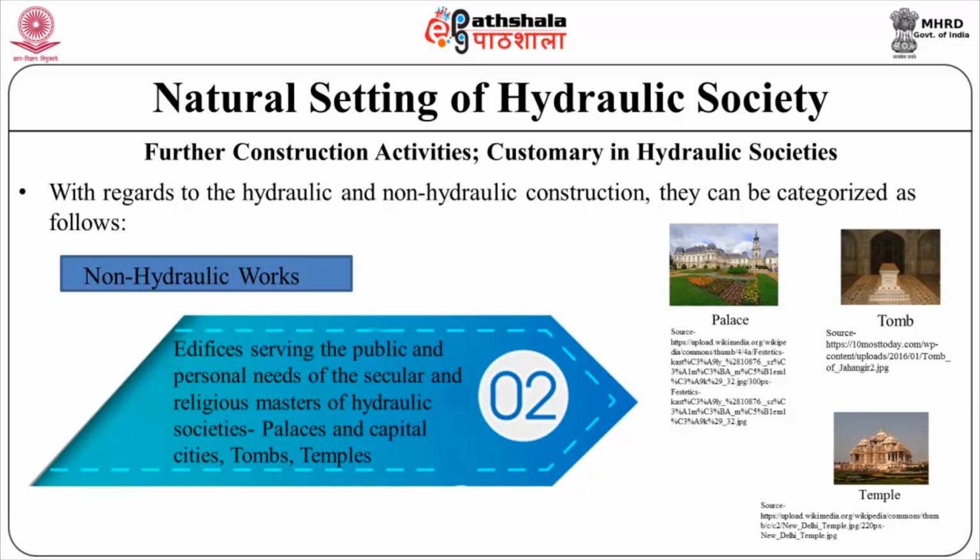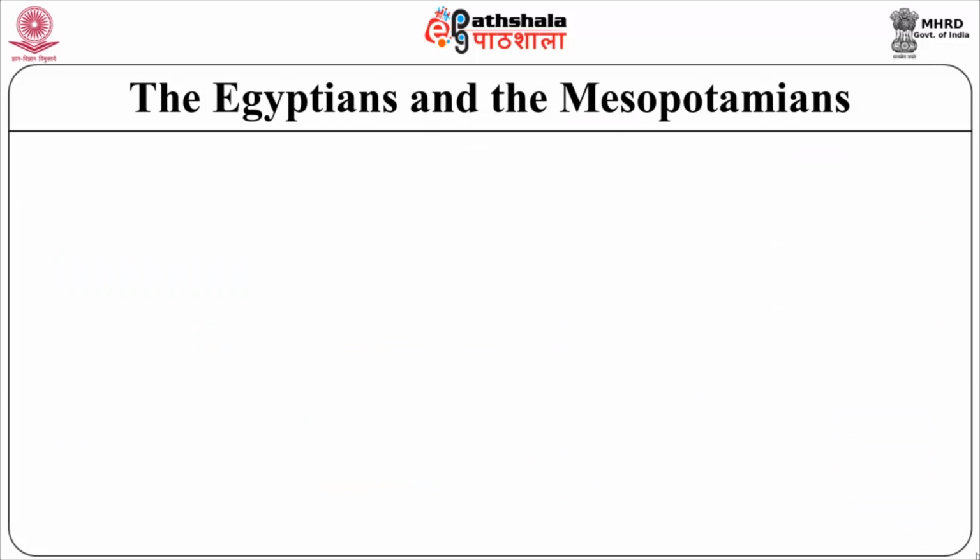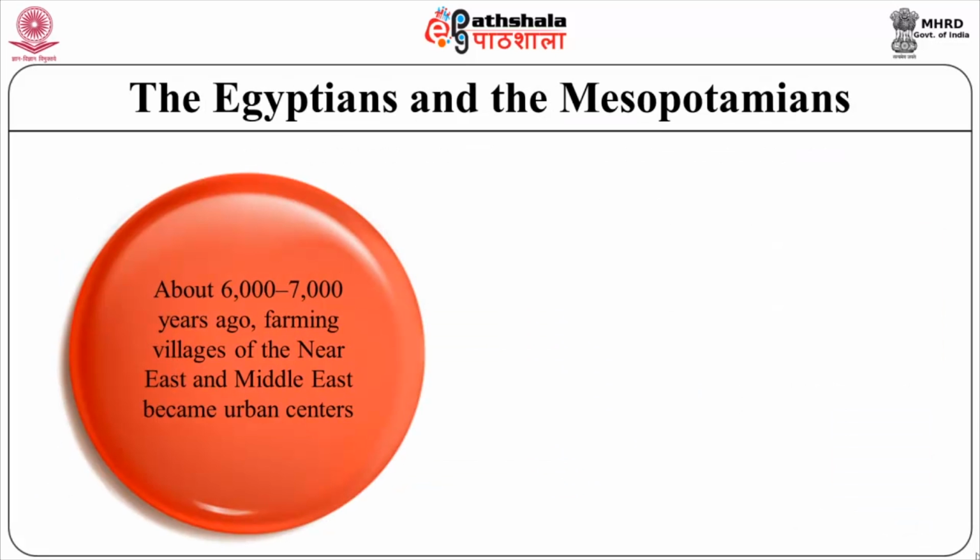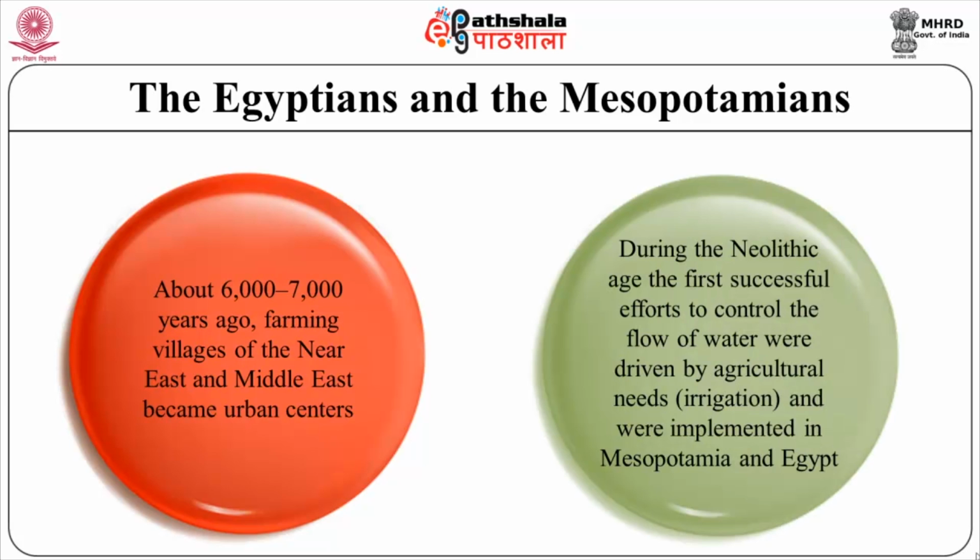Now, let us understand with the examples of early hydraulic states. The Egyptians and the Mesopotamians, about 6000 to 7000 years ago, the farming villages of the Near East and Middle East became urban centers. During the Neolithic age, that is 5700 to 2800 BC, the first successful efforts to control the flow of water were driven by agricultural need, that is irrigation, and were implemented in Mesopotamia and Egypt.